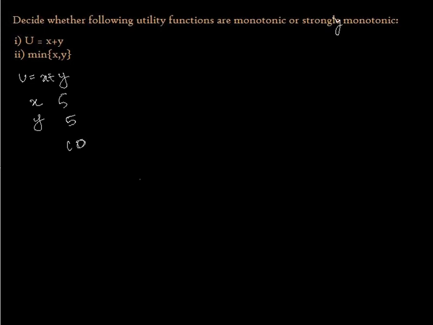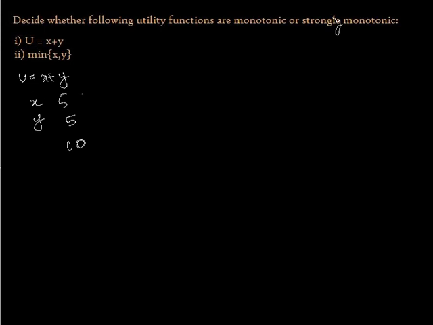Now the point is that if by increasing any one of the commodities by one more, your utility increases, then you will say that your function is strongly monotonic. Whereas if you have to increase both the commodities by 1 and only then your utility increases, then you will say that your function is monotonic.